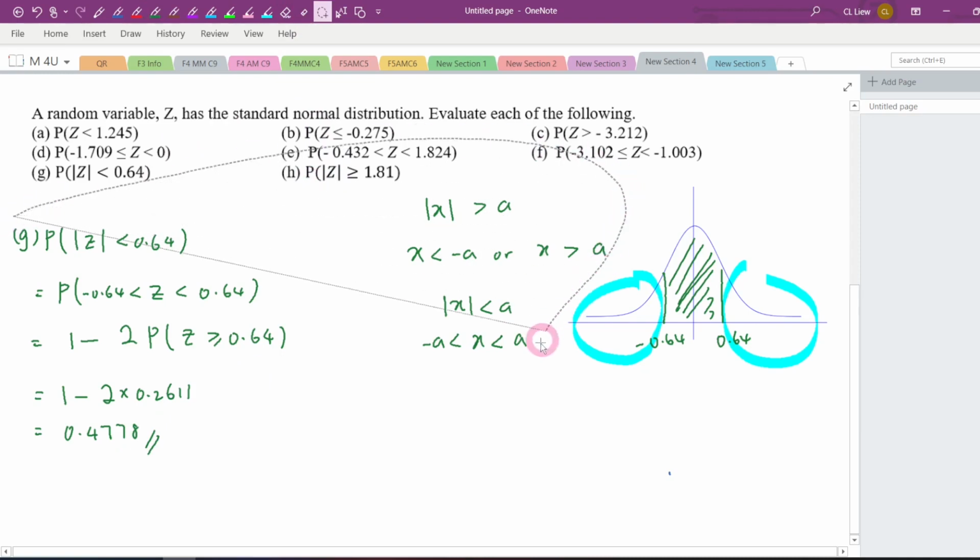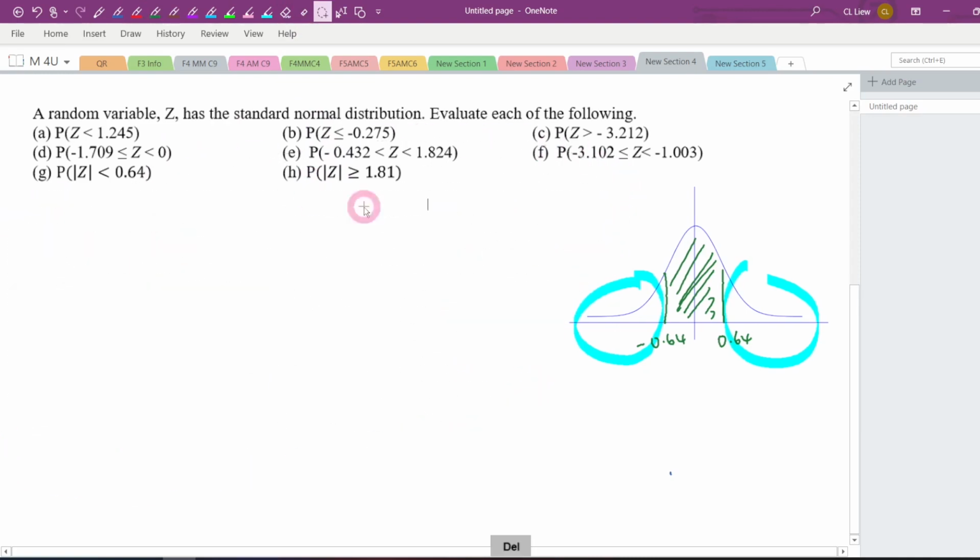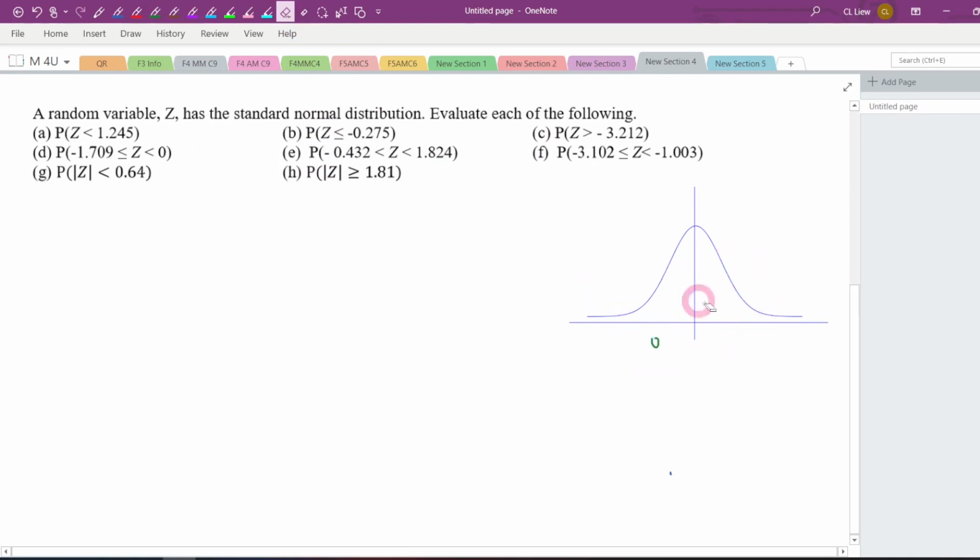Now let's try the last one, H. So I have shown you many examples, right? Before I show you the last one, maybe you can pause the video, try to get it yourself, then compare your answer with mine. Okay, now H, last one.